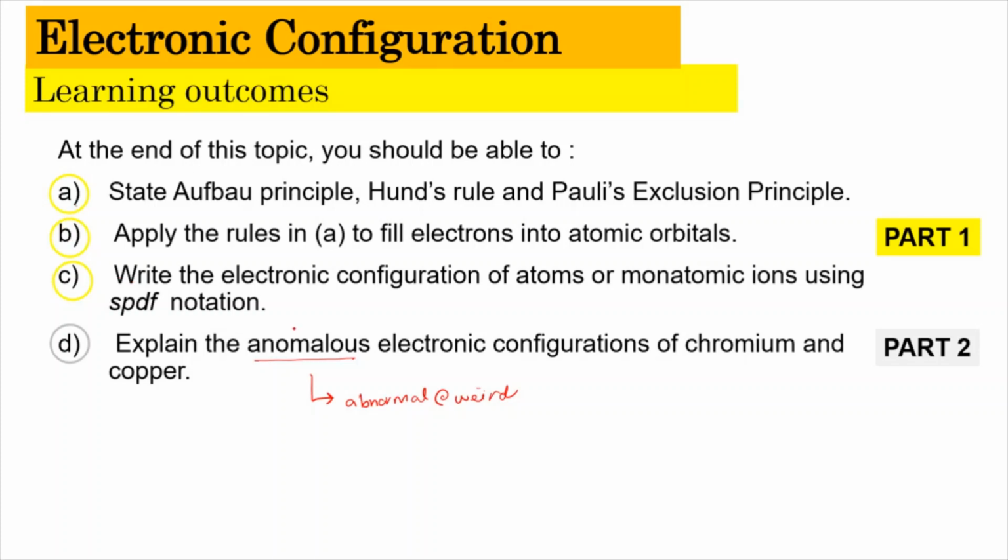In the previous video, we learned about the learning outcomes A, B, and C, and we also learned about doing the normal electronic configuration. But there are going to be some exceptions, which are anomalous cases, which happen in chromium and copper, in part 2 of the video. So without any further ado, let us start.